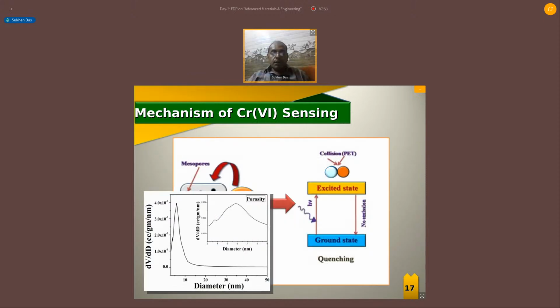This is what is happening. Whenever we expose it in the presence of 370 nanometer, it will go from the ground state to the excited state, and it will return back at 430 nanometer.